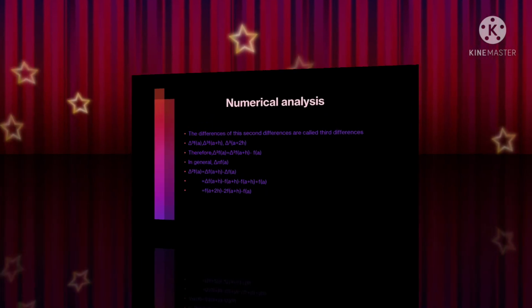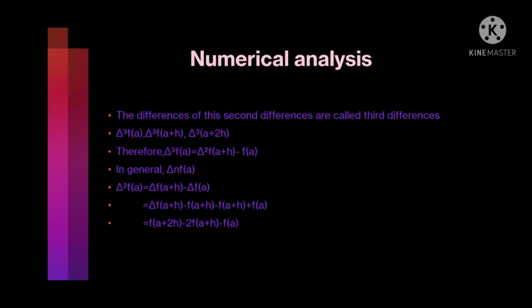The differences of these second differences are delta cube f of a, delta cube f of a plus h, delta cube f of a plus 2h. Therefore, delta cube f of a is equal to delta square f of a plus h minus delta square f of a. In general, delta square f of a is equal to delta f of a plus h minus delta f of a, which is equal to f of a plus 2h minus 2 f of a plus h plus f of a.